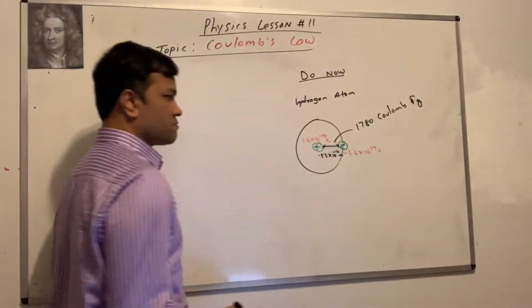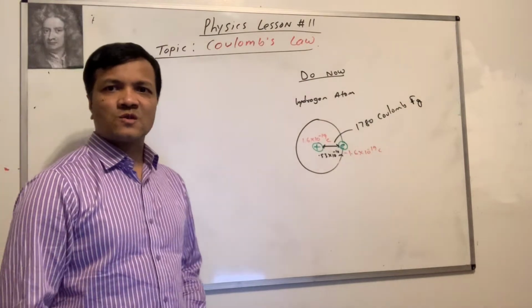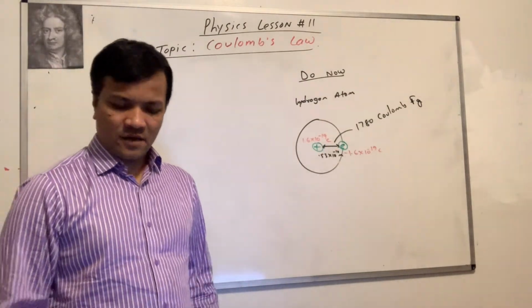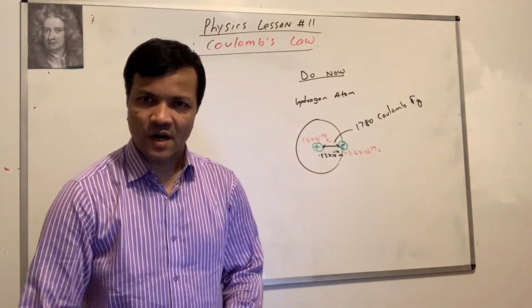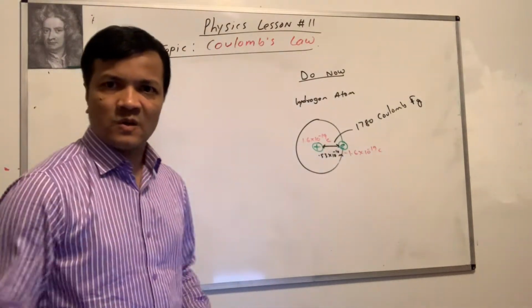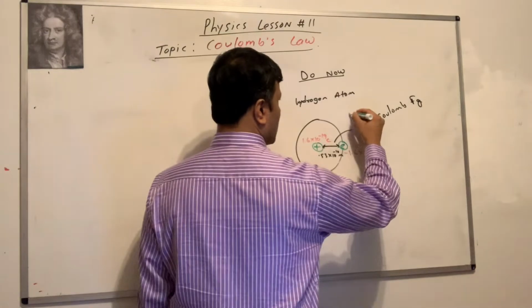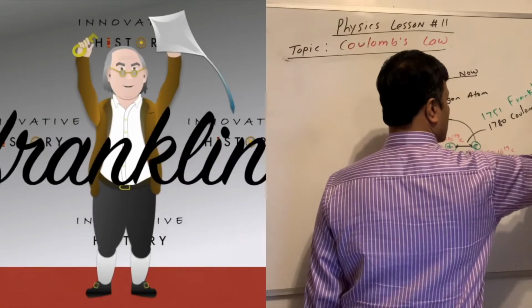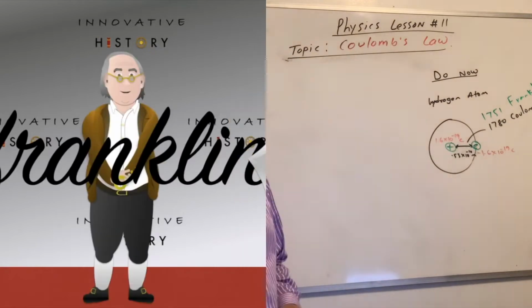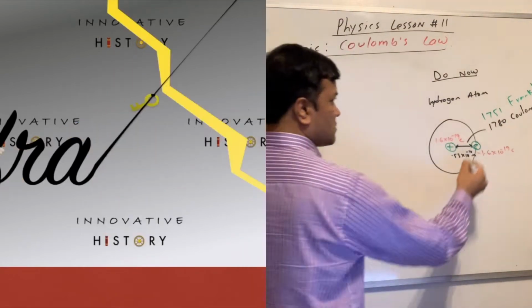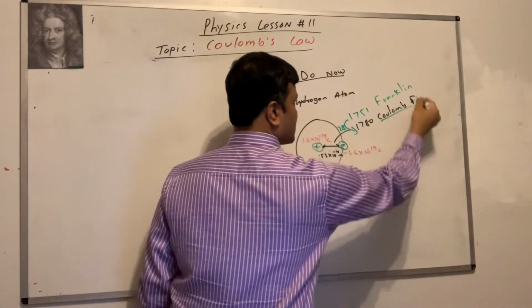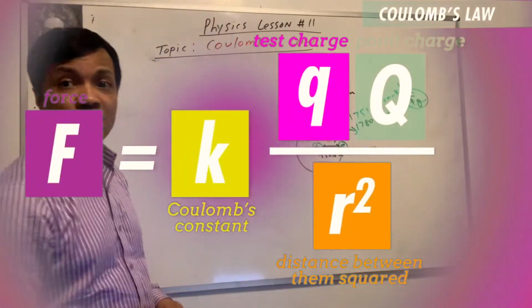All right. Now let's ask a simple question. We got the idea of charges, but who discovered charges? Franklin, in 1751. Franklin discovered charges in 1751. 28 years later, Coulomb discovered that there are forces between two charges.